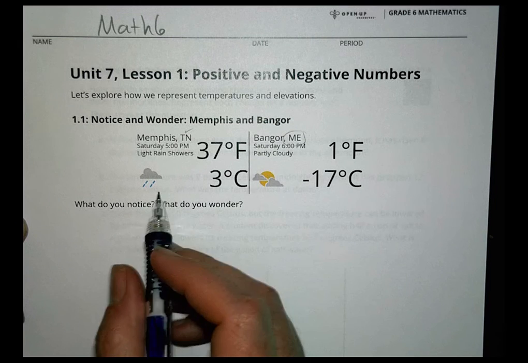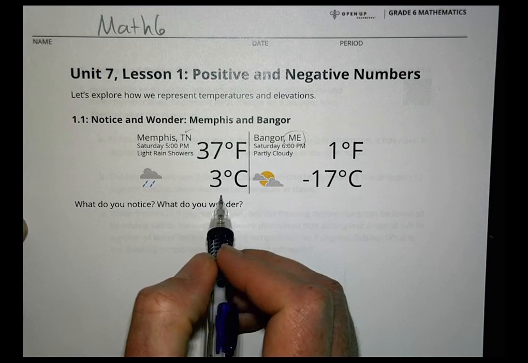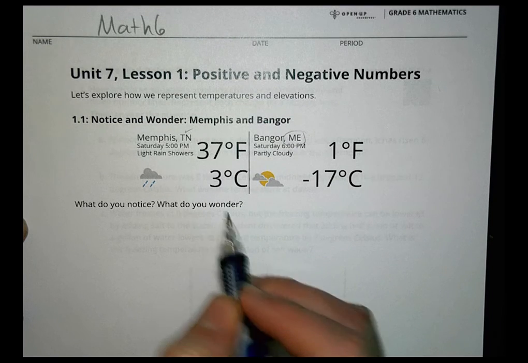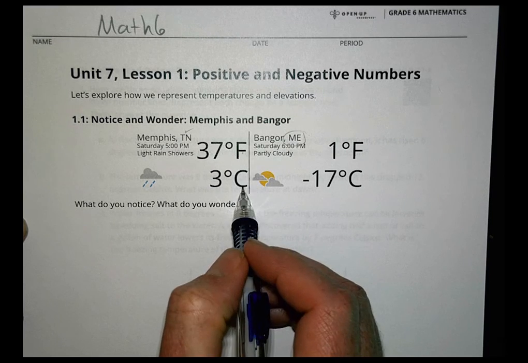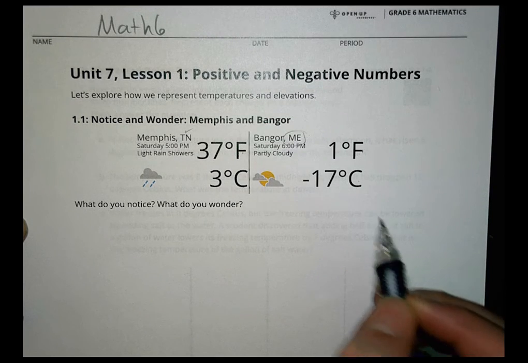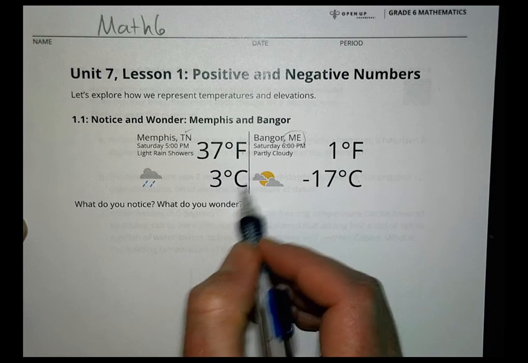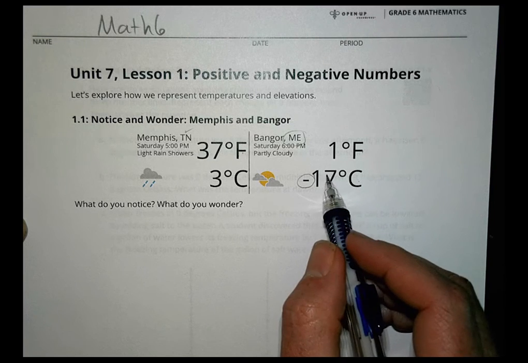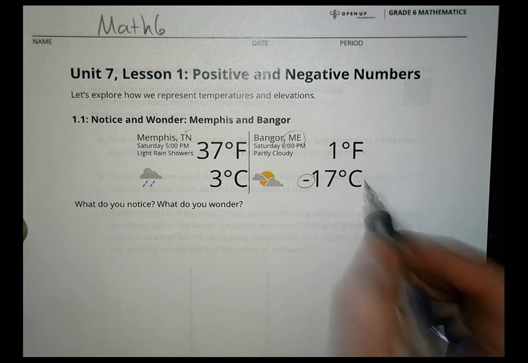So what do you notice, what do you wonder? We have different temperatures here. We have kind of rainy conditions here, partly cloudy there. We can see that in both places we have a Fahrenheit and a Celsius temperature. In one of them, the Fahrenheit degree is positive and so is the Celsius. When I look over here, this one has a negative number. I'm going to assume that these are the same temperature, but one using the Fahrenheit scale and one the Celsius scale.